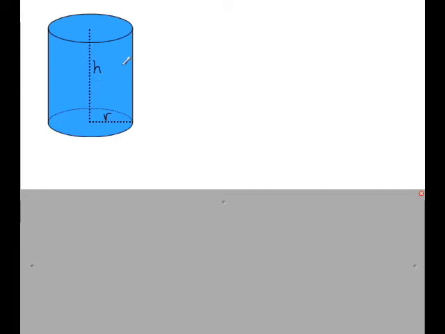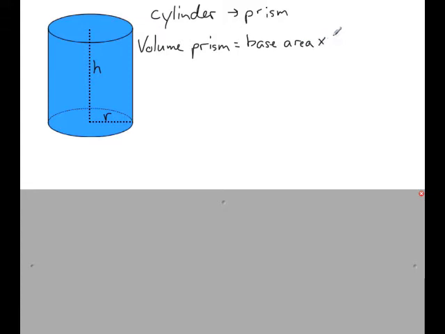If you imagine we were to cut this cylinder open and flatten it out, we would have two circles and one rectangle. So you can say that this cylinder is in fact a prism. Now this is important when we think about the volume of the cylinder, because the volume of the cylinder is going to be the same as the volume of any other prism. So the formula for the volume of a prism equals the base area multiplied by the height.